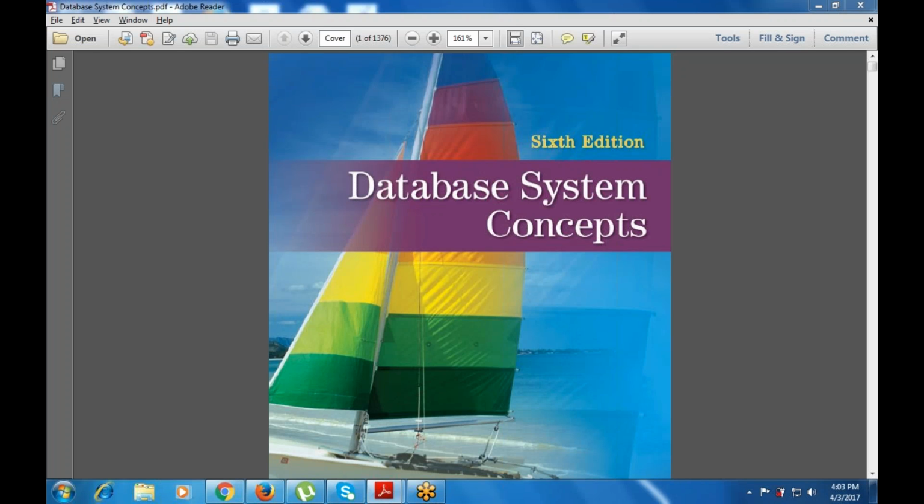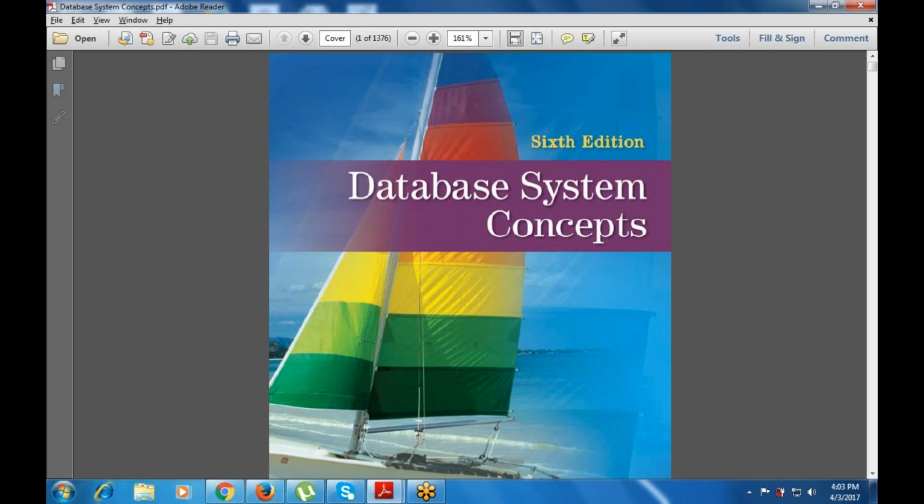Yes, today's topic is a new topic, that is the revision of database design concepts. In the last class, that is in Friday's class, we finished the revision of the computer system. So we are going to start with the revision of the database design concepts. So let's start with the session.